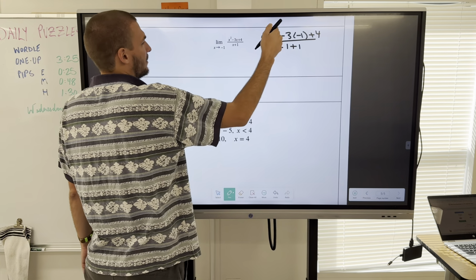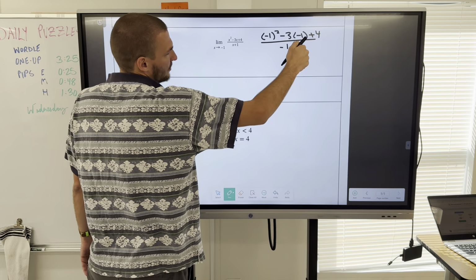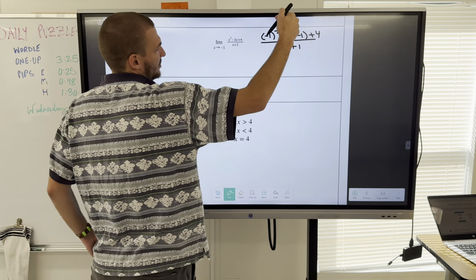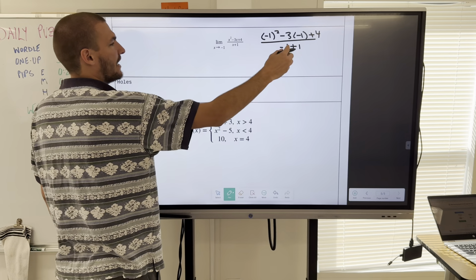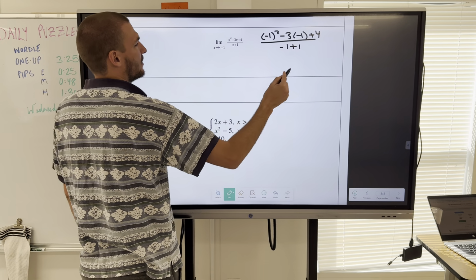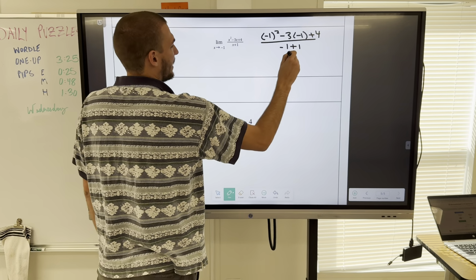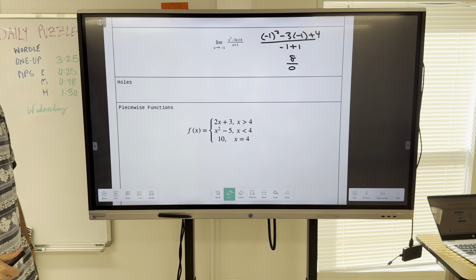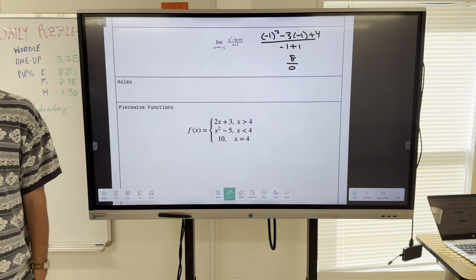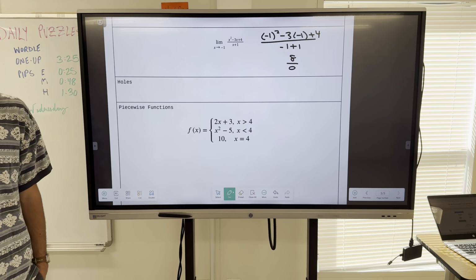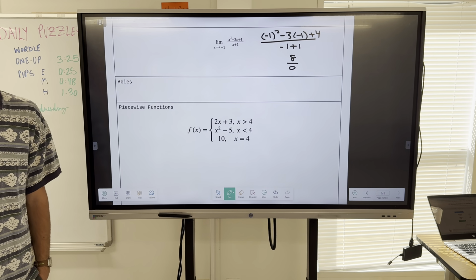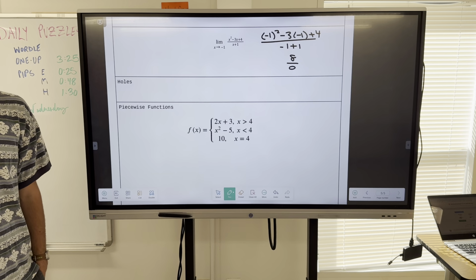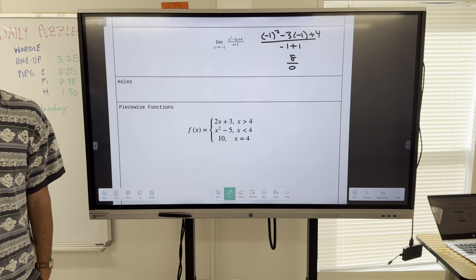On top, you get 1 plus 3 plus 4, which is 8. But the bottom is where we have a problem. -1 plus 1 is 0, and so we have 8 over 0, and yeah, that's not good. You're not allowed to divide by 0. So, plugging it in just does not work. So what can we do instead?